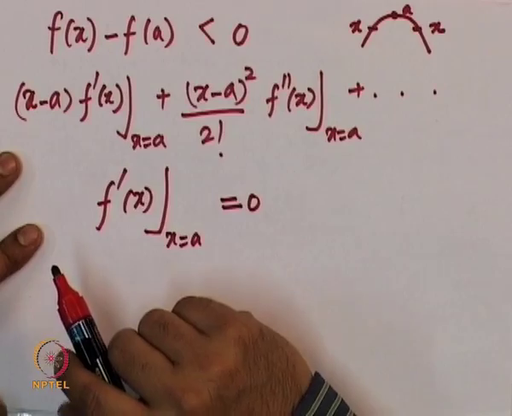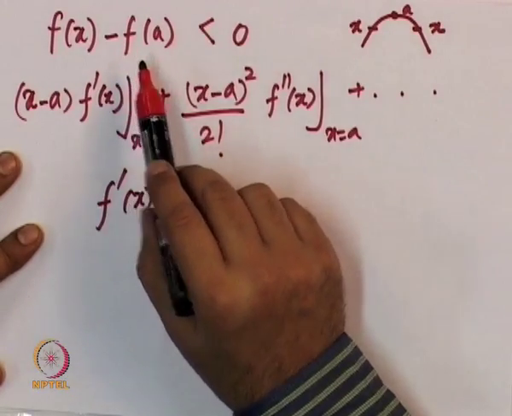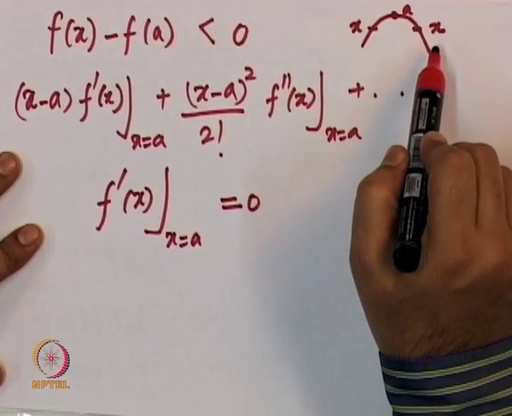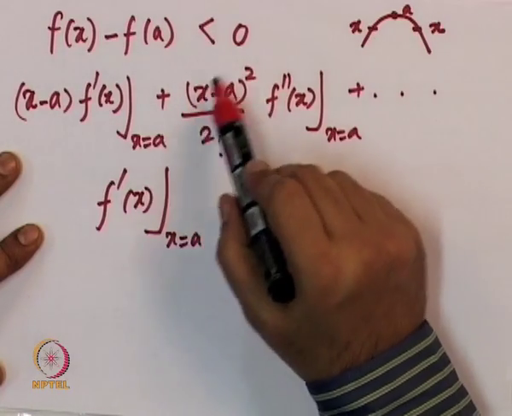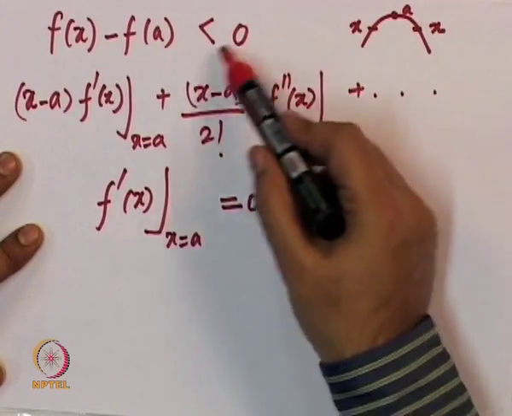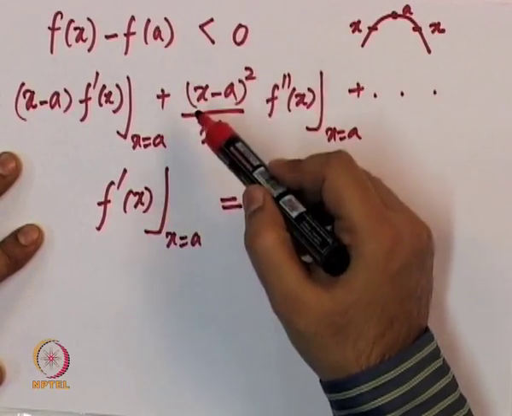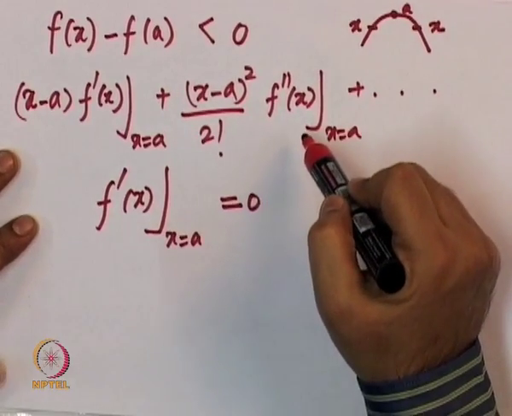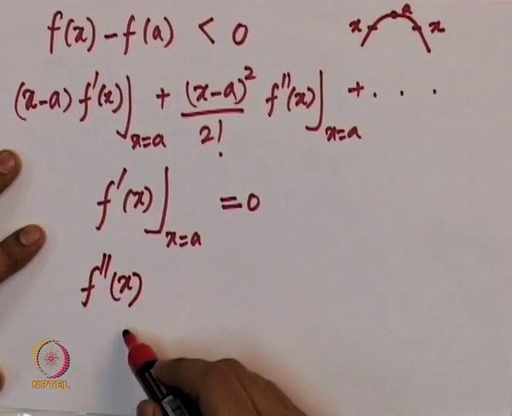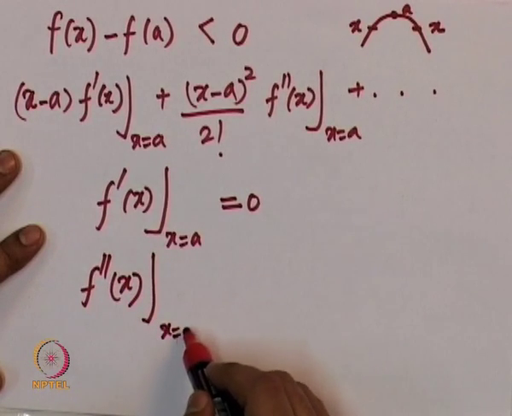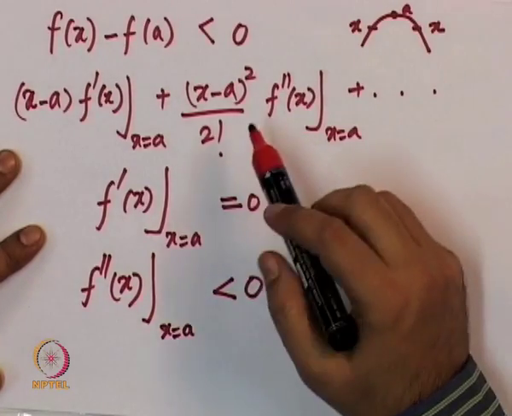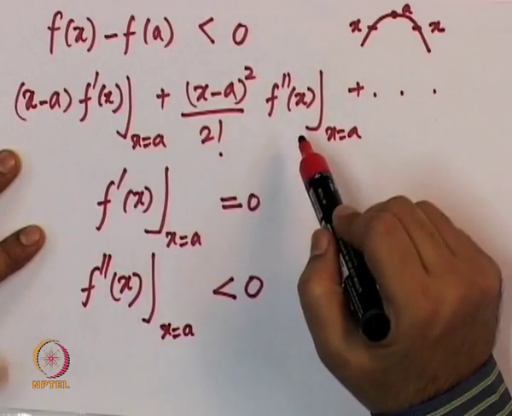Now, because this has to be negative, and because (x minus A) whole squared, irrespective of whether you choose x to the left of A or right of A, is going to be a positive quantity, and 2 factorial is nothing but 2, which is also positive, this entire coefficient here is a positive quantity. That automatically implies that f double prime of x evaluated at x equal to A should be less than 0. If that is more than 0, then this would not be satisfied.